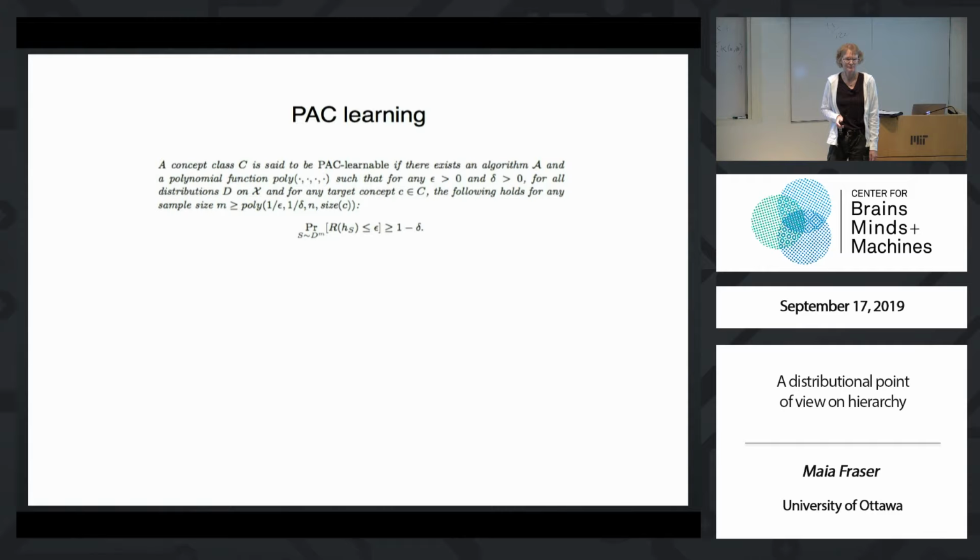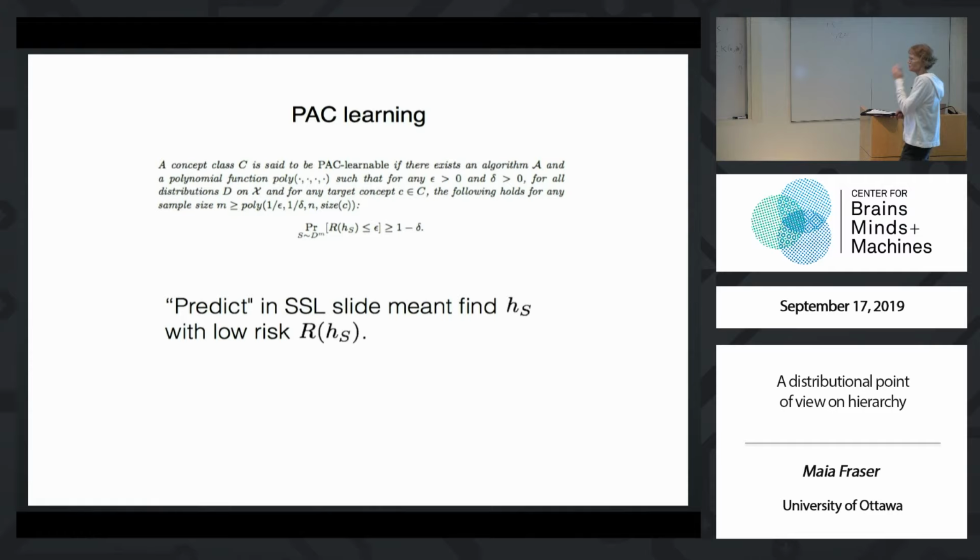Back in that previous slide on SSL, I just said we're going to try to find some sort of map H from X to Y, and I didn't specify what properties that map should have. We want to find a map that has low risk. That's the goal.